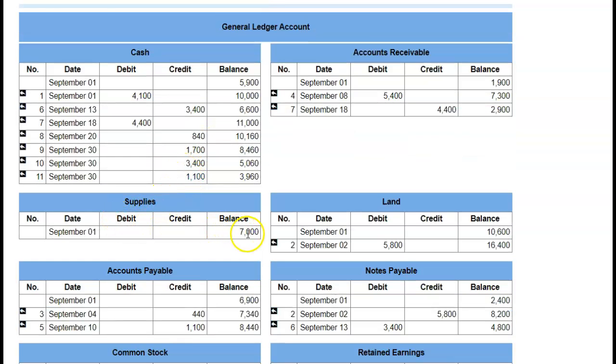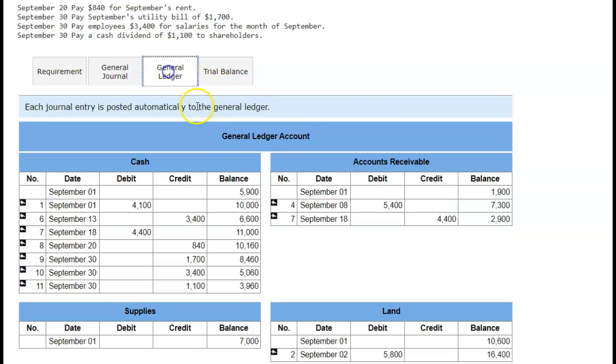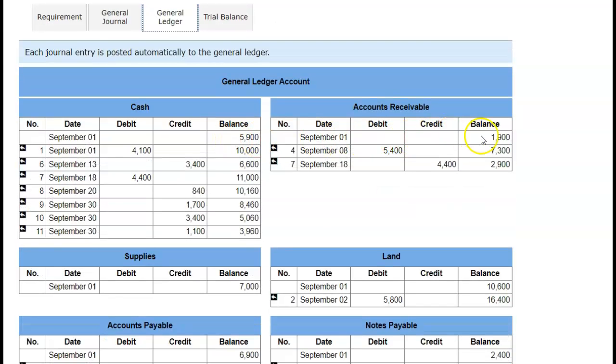Supplies had a $7,000 balance. Did we touch supplies? Nope, it stayed the same. Accounts receivable, let's look at that, 2,900. Okay, it started at 1,900. We increased it because we made sales on open account, and then some of the customers paid us, so it brought the balance to 2,900.